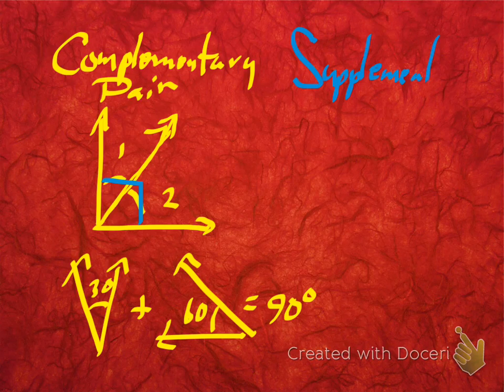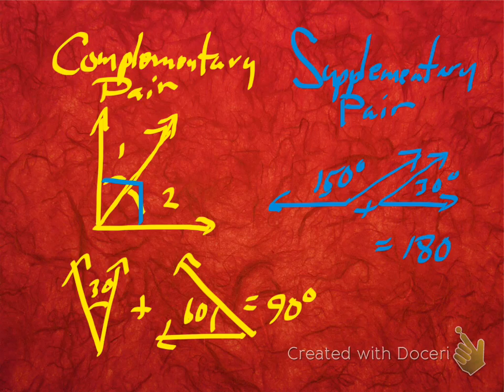All right, and what supplementary angles are is exactly the same thing. Supplementary angles, a supplementary pair, you can call them either. And now we're talking about two angles that add up to be 180 degrees. Okay, so that'd be two angles like this. So again, let's say that we have a 30-degree angle and we have a 150-degree angle. Okay, sure enough, if I add those together, it equals 180 degrees.